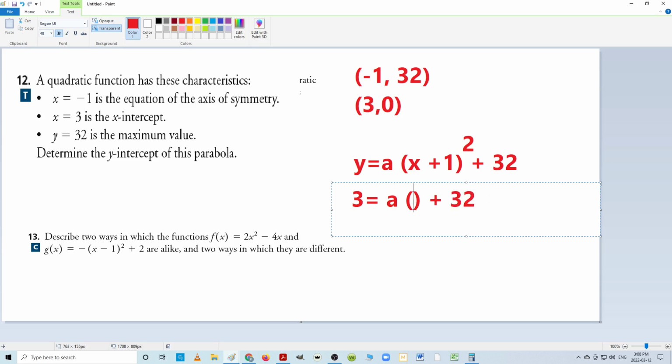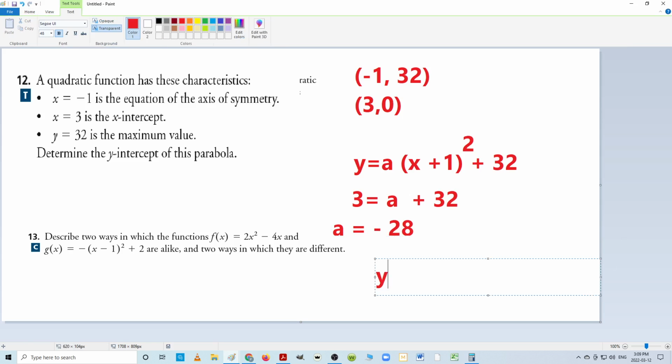What's plus 1 squared? It's just 1. So I got a, which means a is equal to negative 28. So that means I've got this as a formula. If I did that right, I think I did it right.